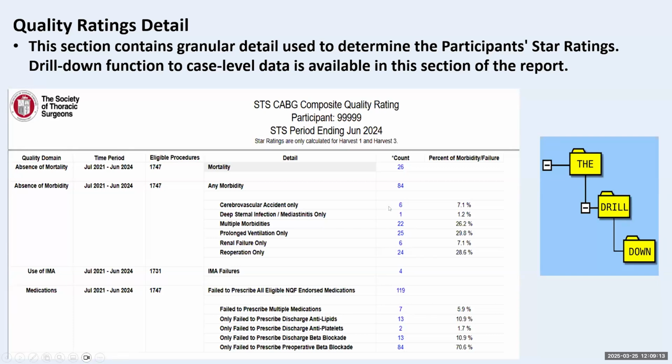You can actually interact with this dashboard and click into these blue areas, like for example, cerebrovascular accident only, there's 6. So you could click into that and it would pop up and say, these are the cases that happened in. So you can do a little drill down and find out where you might have had some failures.